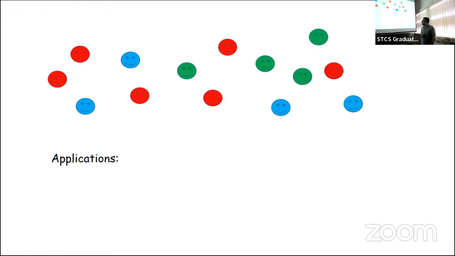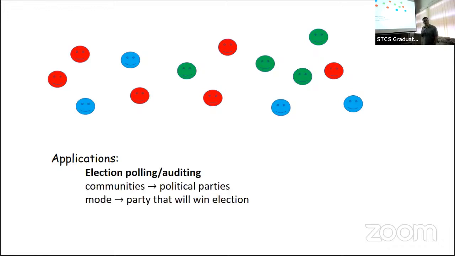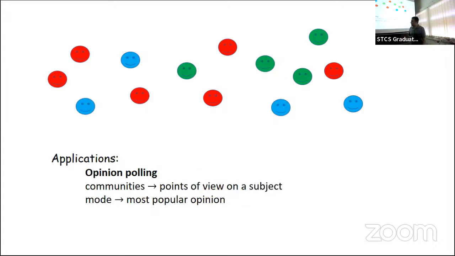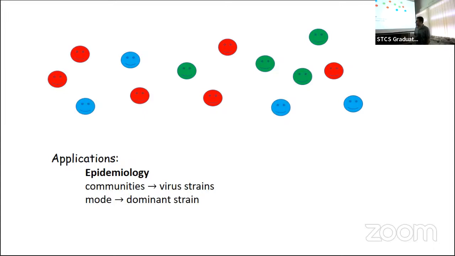Right? Applications, let me just quickly go through a few. Election polling and post facto auditing. In this case, communities would correspond to political parties, and the mode would then correspond to the winner of the election, right? The party with the largest number of votes. Opinion polling, same idea. Different communities could correspond to opinions. Mode becomes the most prevalent opinion. Very recently, these communities could correspond to virus strains, and then the mode becomes the most dominant strain, and so on. So the applications are very straightforward.